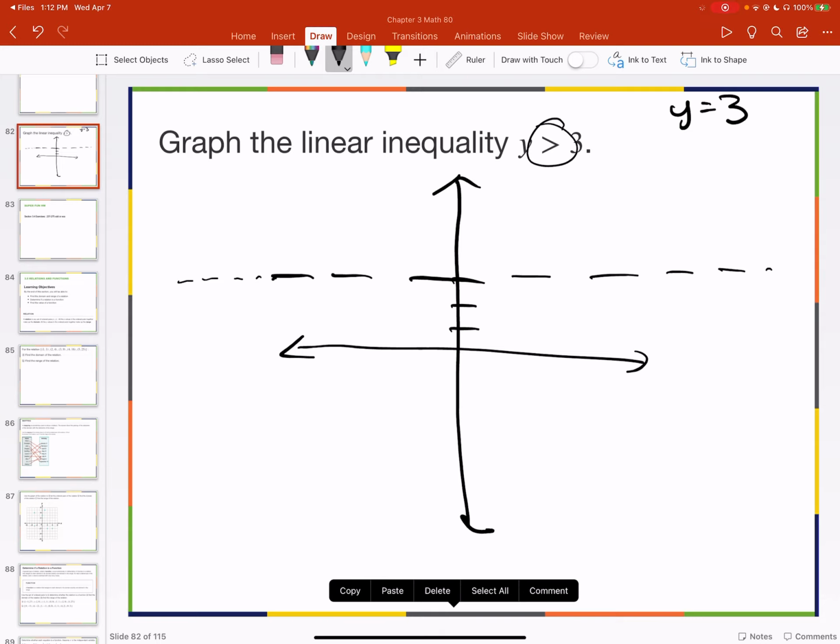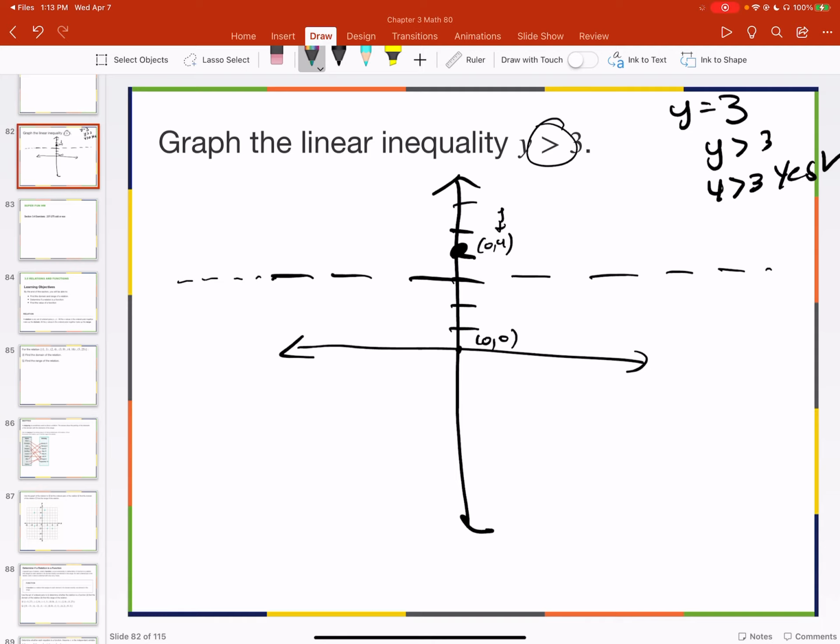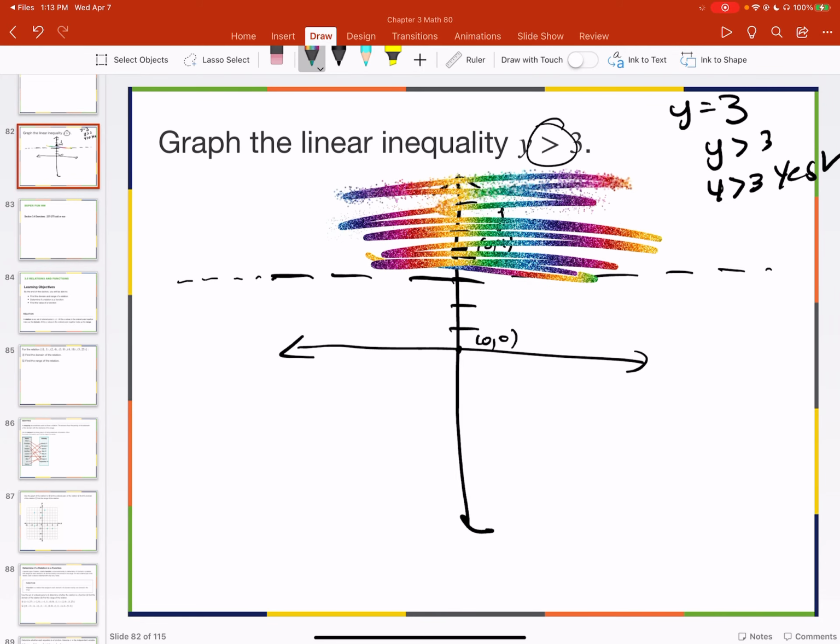And everything greater than that. So if you had to pick the origin, for instance, you're going to get, is 0 greater than 3? No. Okay. But what if we pick this point here? Let's pick this point 0, 4. It doesn't matter what x is because the formula is y greater than 3. So this value of y is 4. So is 4 greater than 3? Yes. Okay, so we would pick the side that includes that.